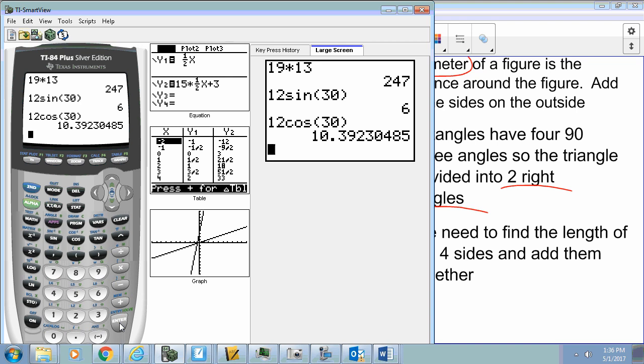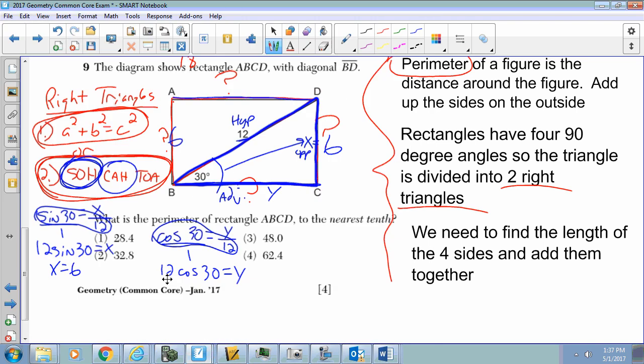Now we have to round our final answer to the nearest 10th. You might not want to round too much now, but on this problem, I don't think it's going to matter. So I'll just round to the nearest 10th right here. So y is equal to approximately 10.4. That means up here is 10.4, down here is 10.4. Then we do 6 plus 10.4 plus 6 plus 10.4, and that all is equal to 32.8.